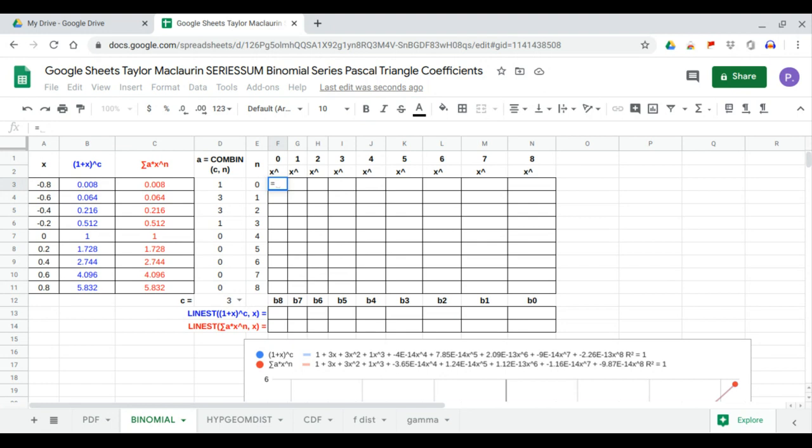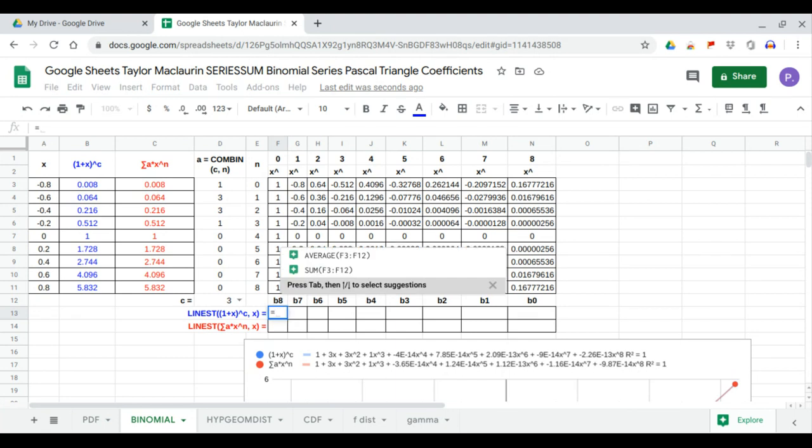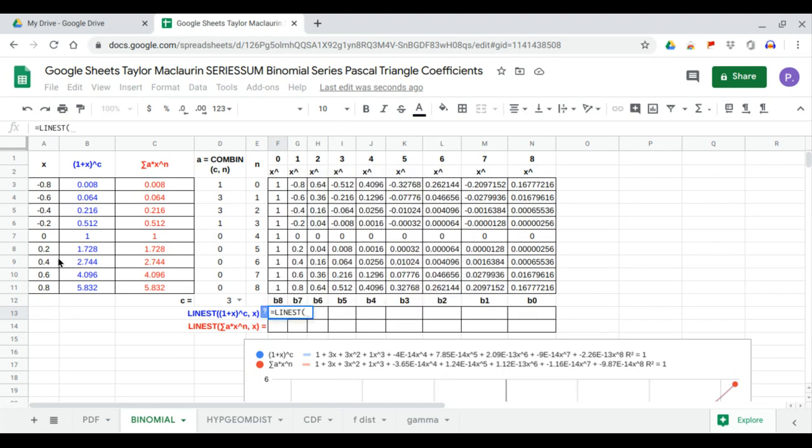Now we can generate the 1 comma x matrix. So array formula of the x values raised to the power 0 to 8. So we have the 1 column, x squared column, x cubed column, x to the 4th column until x to the 8th column. Now we can use LINEST to generate the regression coefficients. So LINEST data y and data x.